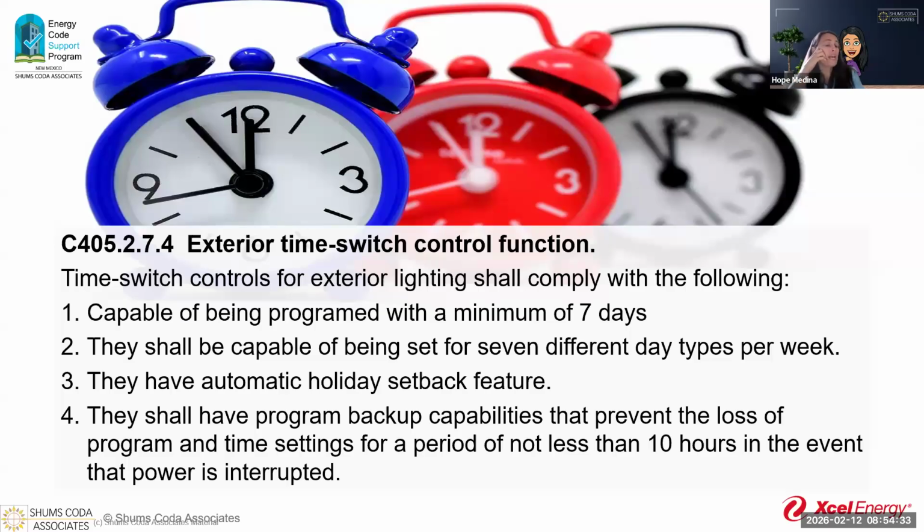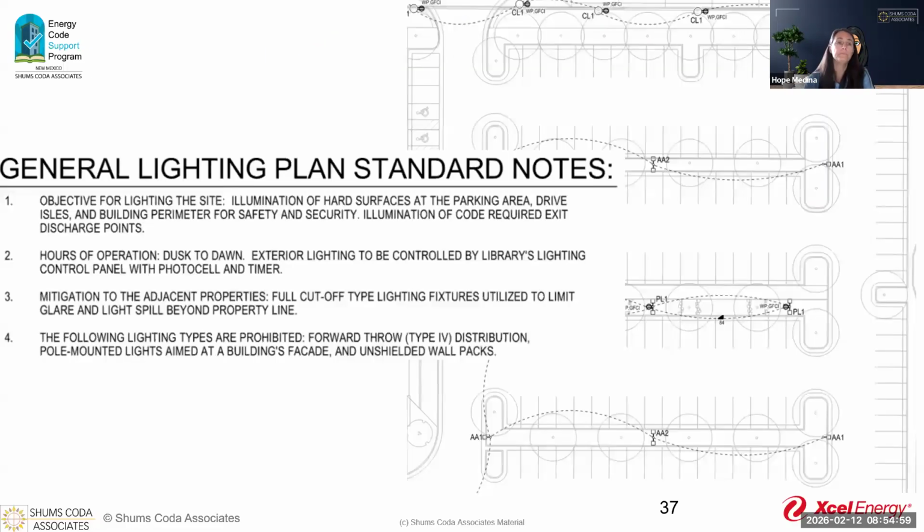Now you do have to have a time switch for your exterior lighting. And again, just like for the interior, it has to be able to be programmable for 7 days with 7 different days of the week, have holidays incorporated into it, and have the ability that you can maintain your programming for 10 hours in the event that the power is actually interrupted.